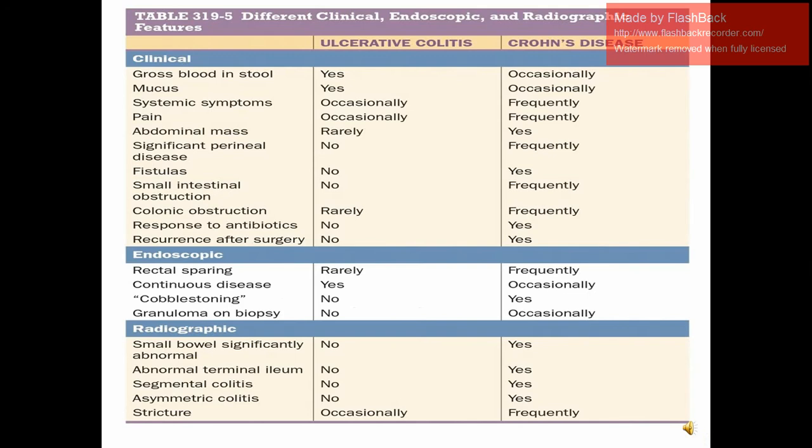This table summarizes the differences between ulcerative colitis and Crohn's disease. The one that presents with blood in stool is ulcerative colitis, whereas pain, abdominal mass, and colonic obstruction are evident with Crohn's disease. The one that does not respond to antibiotics and does not recur after surgery is ulcerative colitis. Cobblestoning and granuloma on biopsy are present with Crohn's disease. Upon radiographic examination, the small intestine and terminal ileum are affected in Crohn's disease. It also produces colitis and stricture.